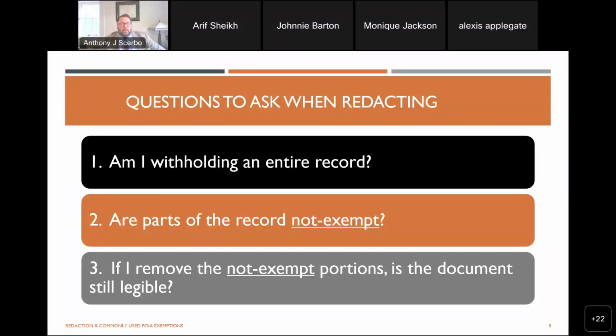So, questions to ask yourself when redacting. First question is, are you withholding an entire record? We just spoke about that. Second, are there parts of the record that are not exempt? Meaning there's nothing in any of the sections or subsections that provides the FOIA officer a legitimate basis to redact certain parts of the record. And then the third question is, if you remove the exempt portions, is the document still legible?